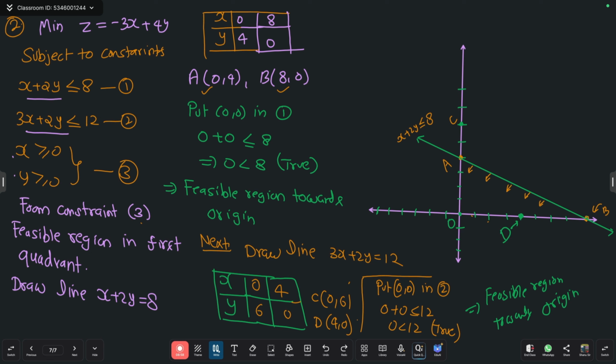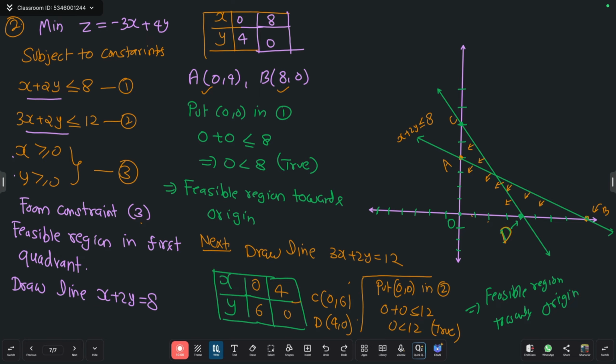So I will join C and D also. Perfect. Okay. Now, feasible region is downside of origin for this inequality. So the feasible region is this side, this side, this side, this side. And in the first quadrant previously. Now decide where is the feasible region.